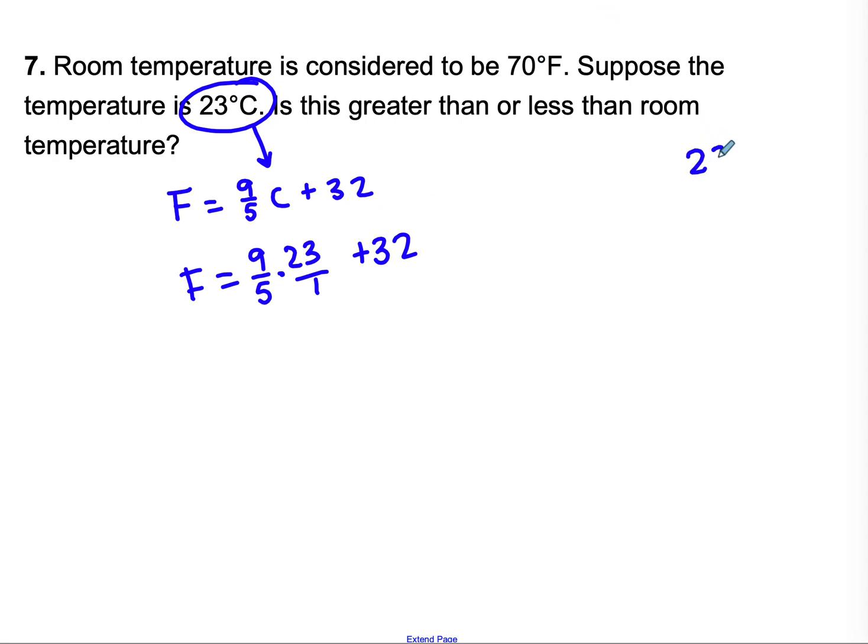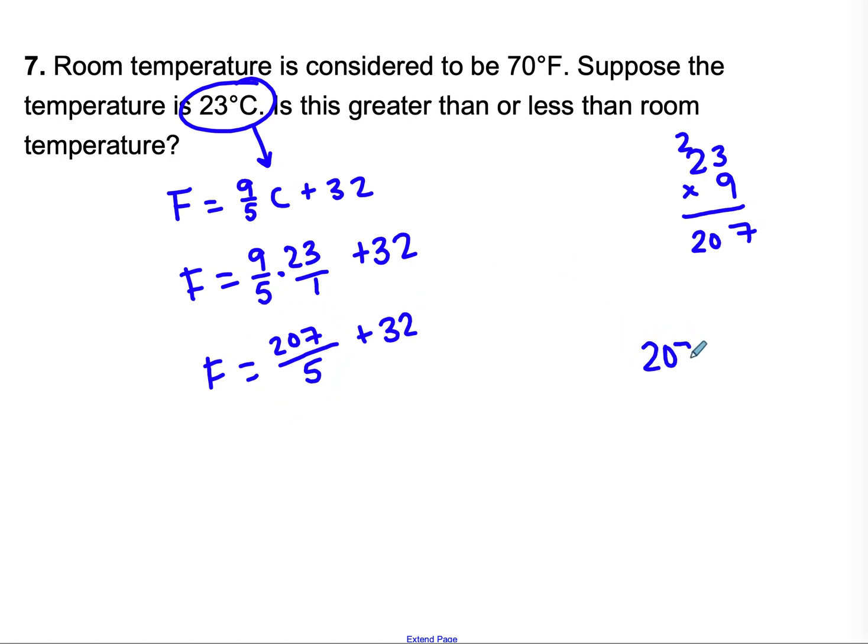I'm going to need some space to do that work over here. So 23 times 9, 9 times 3 is 27. 9 times 2 is 18 plus 2 is 207. Okay, so Fahrenheit equals 207 over 5 times 1 is 5 plus 32. Going to need to make that improper fraction into a mixed number. Numbers are kind of big, so I'm going to do it off to the side.